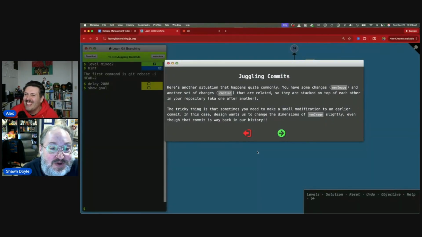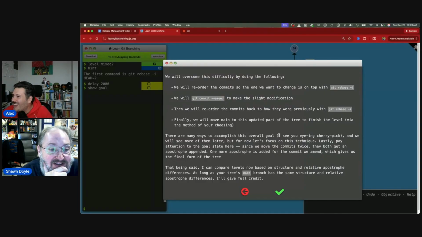Okay, so we got another situation that's common. We got some changes in new image, and another set of changes in caption. These are related, so they are stacked on top of each other in your repository. The tricky thing is that sometimes you need to make a small modification to an earlier commit. In this case, design wants to change the dimensions of new image, even though the commit is way back in our history.